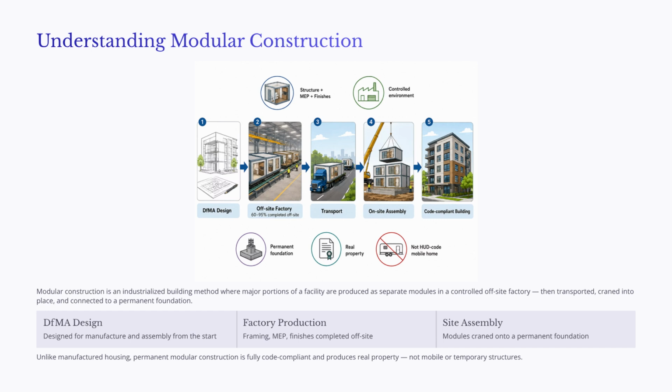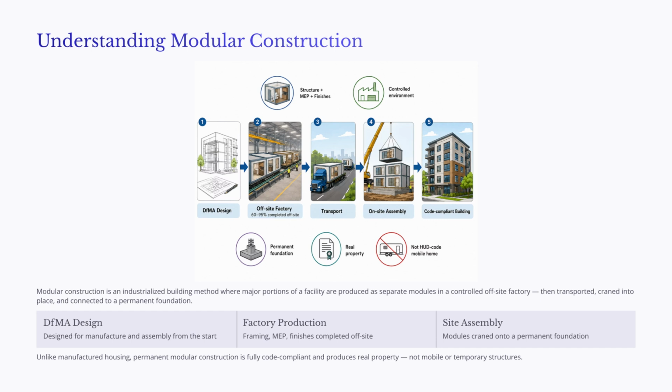Instead of completing most construction activities on a weather-exposed job site, many activities such as structural framing, MEP systems, interior finishes, flooring, and cabinetry can be completed in a factory before the modules arrive on site. This slide also highlights the role of DFMA, or Design for Manufacture and Assembly. In modular construction, the building must be designed with production, transportation, lifting, and installation in mind from the beginning. In other words, the project is engineered more like a product than a traditional field operation.